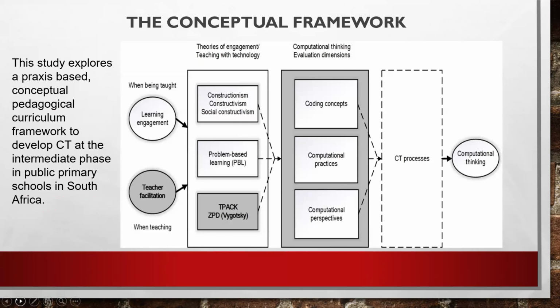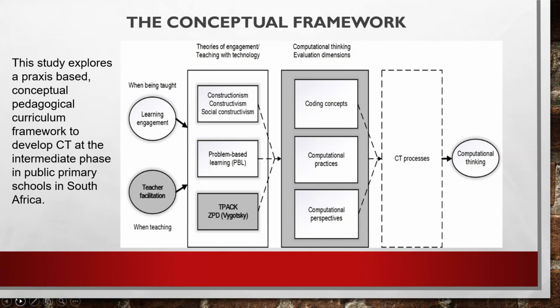This study explores a praxis-based conceptual pedagogical curriculum framework to develop computational thinking at the intermediate phase in public primary schools in South Africa. This is achieved by mapping core computational thinking mental elements against learning engagement dimensions using coding as a vehicle. Learning engagement relates to how students participate in tasks and activities within the classroom.